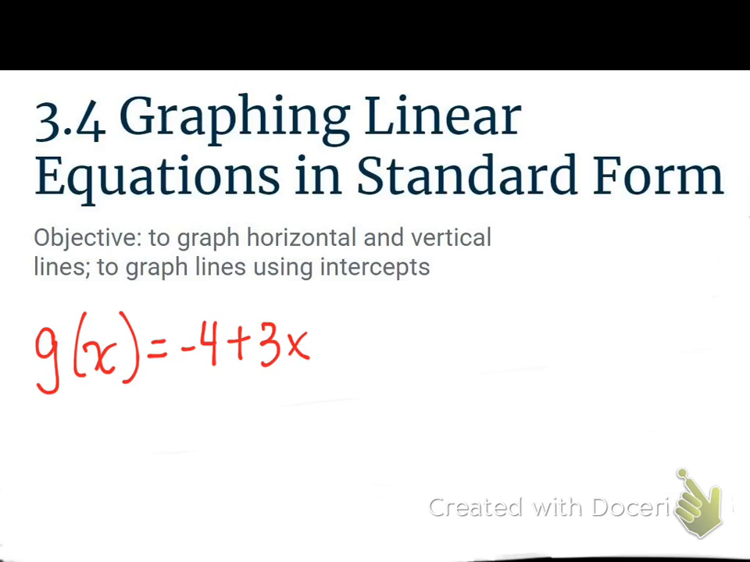We need to graph this function. In order to do that, we had 3 steps. What was the first step? Make a table. We have to make an input-output table. For this table, we are picking which values? X. We choose the x values. What are we choosing for our x values?